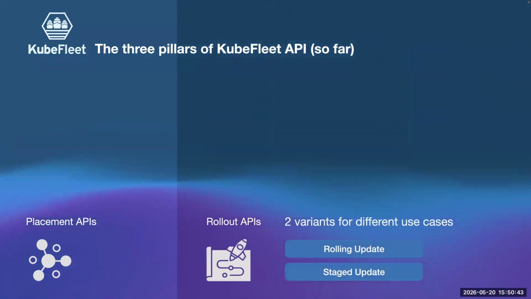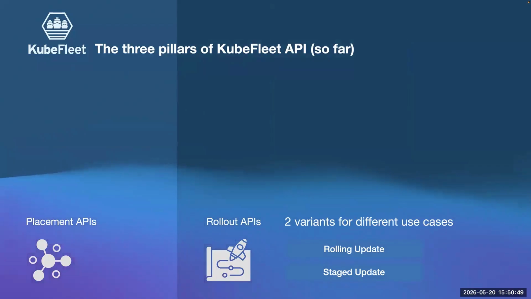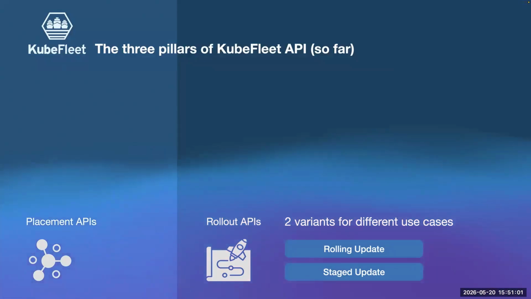We also offer rollout APIs for safely rolling out changes to member clusters. At this moment, we provide two rollout types, one called the rolling update, the other called the stage update. Rolling update is very similar to how the standard Kubernetes deployment API handles a rollout.